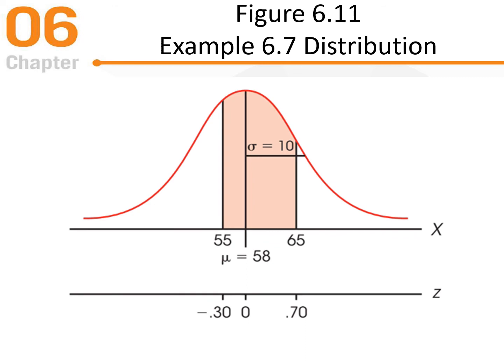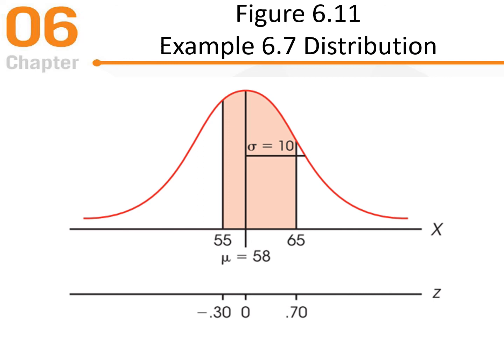If I wanted to find the area between two scores, it's a little bit different here. So let's say I wanted to find the probability of getting an item or a person that's between a score of 55 and 65 on whatever metric you're looking at. And I know that the mean of the population is 58, and the standard deviation is 10, and I'm assuming that the population is normally distributed. So if that's the case, I need to find two z-scores. I need to find the z-score for 55, and I need to find the z-score for 65.